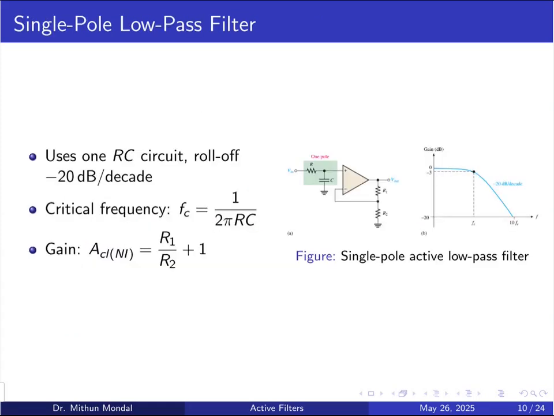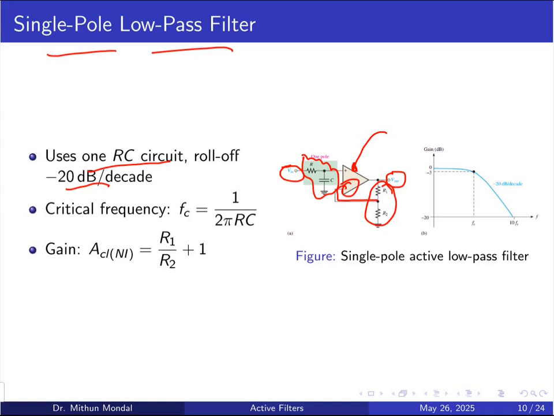Now let us see the low pass filter with a single pole. So here you have the active circuit, which is an op-amp, and the RC frequency selective circuit is connected. The input voltage is given, the output voltage, and the feedback circuit is the voltage divider circuit, which is connected to the inverting terminal. So it uses one RC circuit and the roll-off will be minus 20 decibel per decade.